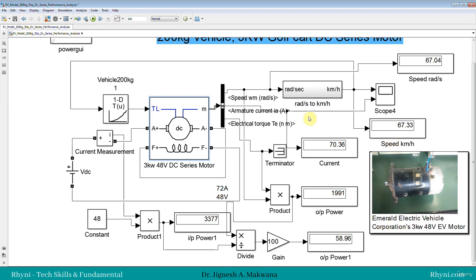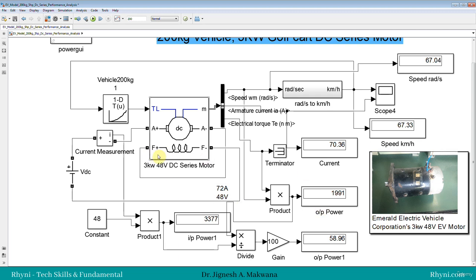We have seen that if current is within limit, voltage is within limit, right, and speed is also good, only the performance, that is acceleration, will be limited, which is not required in the case of a golf cart, and here efficiency will be below 60%. So if it is okay, then we can use this motor with this load.